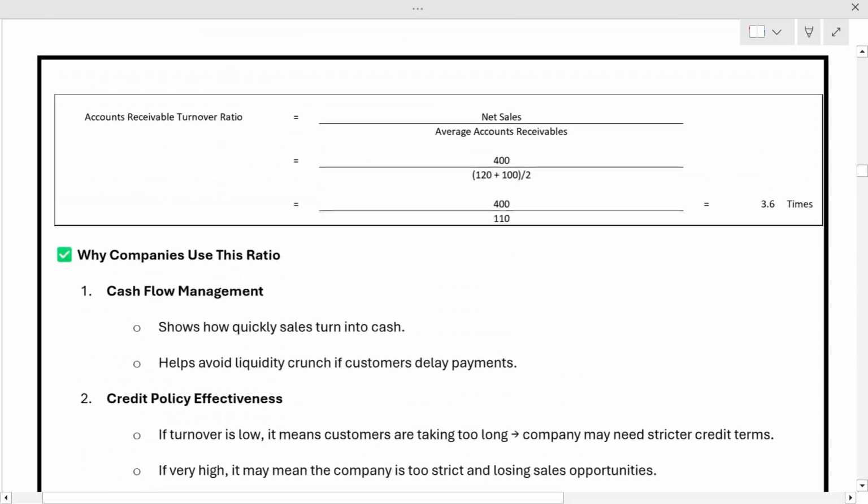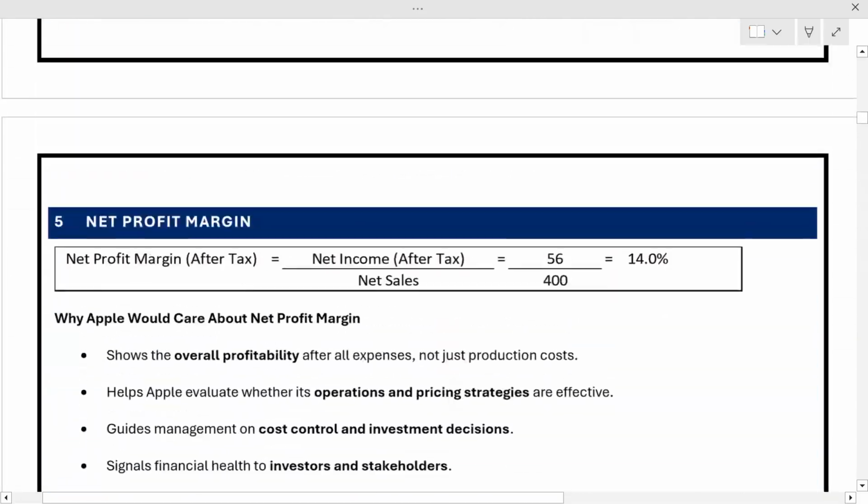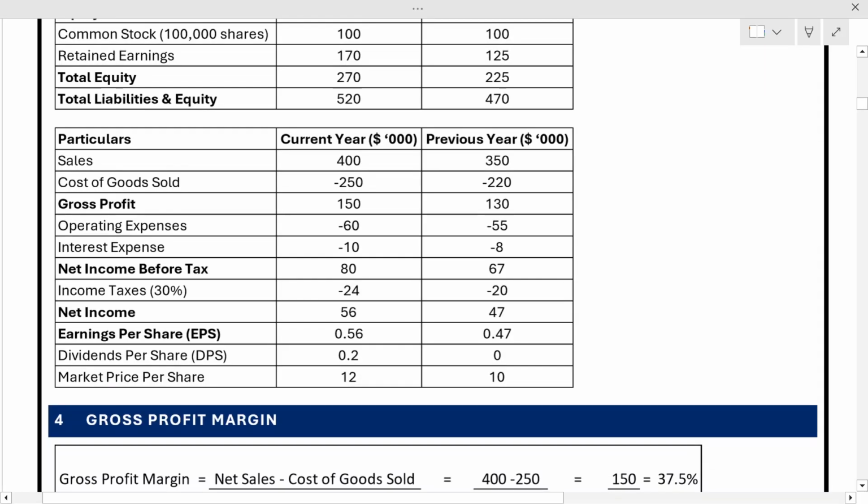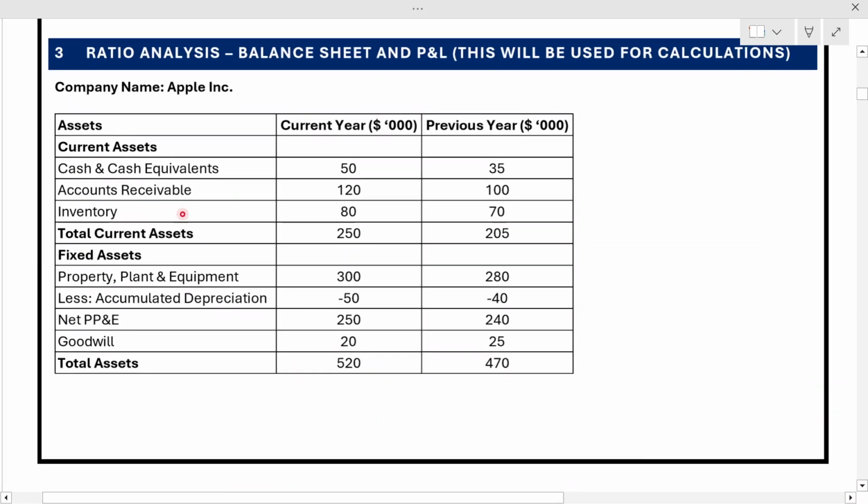So if we go to our P&L and balance sheet here again, this is our profit and loss statement, and within that the cost of goods sold is given as $250 here. The numbers are in thousands, but I am saying $250. And your inventory for the current year, which is your closing inventory, is $80, and $70 is your opening inventory. So your average inventory will become $75.